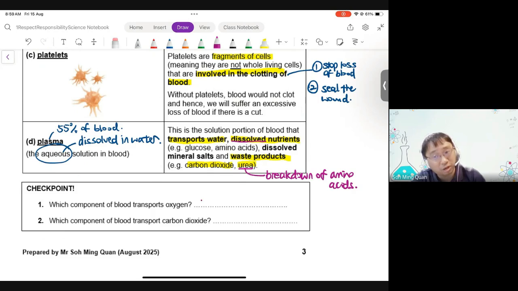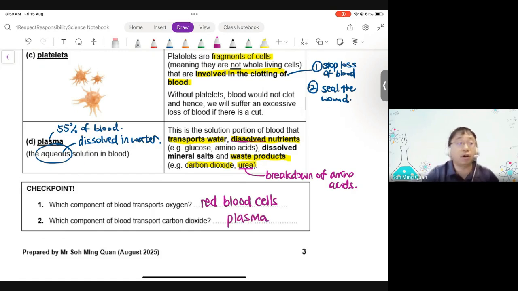Okay, so this little checkpoint here, which component of blood transports oxygen? Okay, I think we should know that by now. The component that transports oxygen is the red blood cells, because the red blood cells contain hemoglobin, which binds to and transports oxygen around the body. Next, which component of blood transports carbon dioxide? It's not the red blood cells, it's not like oxygen. Carbon dioxide can dissolve in water. So carbon dioxide is actually transported in the plasma of the blood.